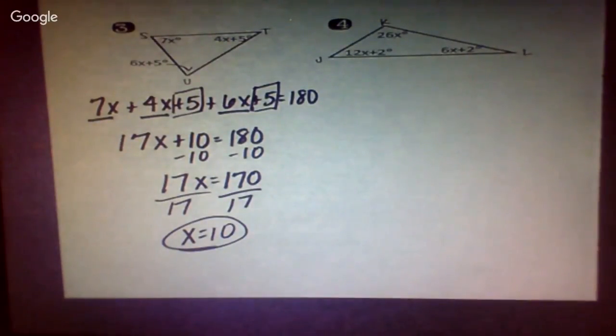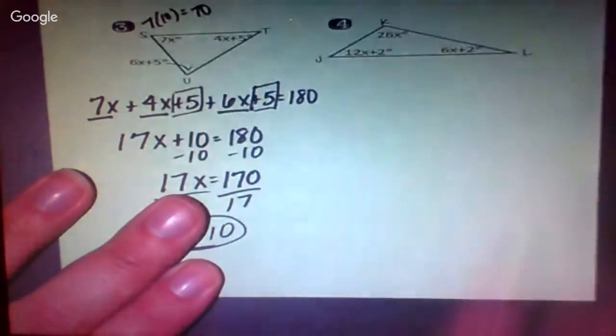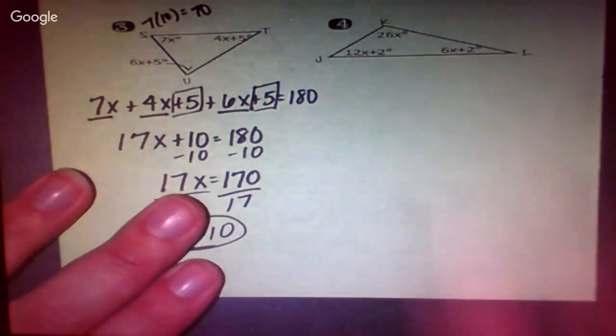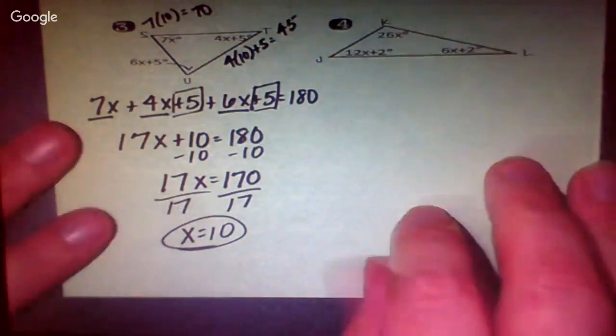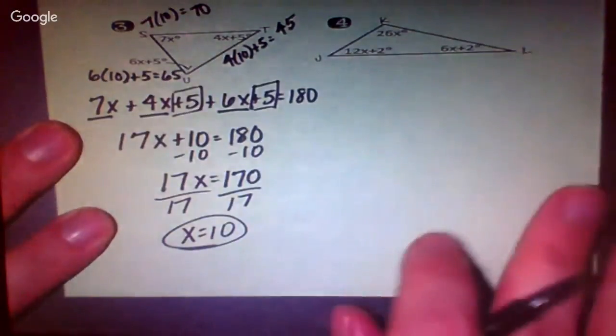If they asked you to go back and find the measure of each angle, what would you do? Plug it all in. So S is 7 times x. So what's 7 times 10? 70. S is 70. T is 4 times x, so 4 times 10 plus 5, which makes T 45. And U is 6 times x, so 6 times 10 plus 5, 65.